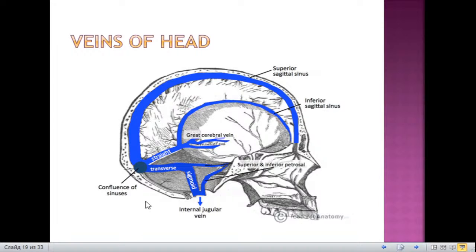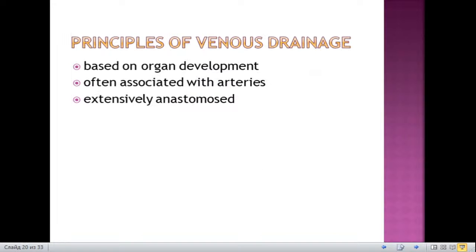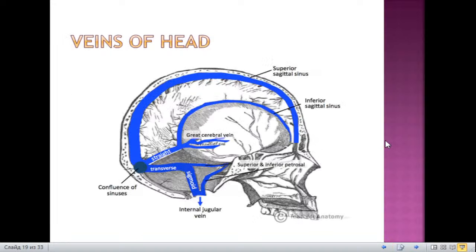So what is the direction of the blood flow in this sinus? Actually, it's not only in this sinus. In all of the sinuses of the dura mater, blood flows from the front to the back. So superior sagittal sinus is no exception. Blood flows from the front to the back in the direction of the sinus's stalk.